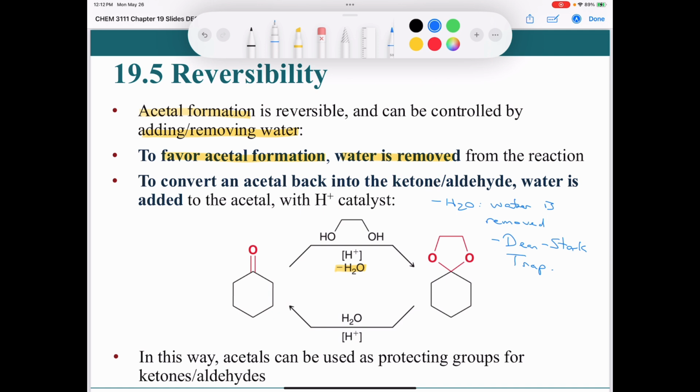However, let's say you had your acetal intact and you wanted to remove it. Well, what would you do? Since all the steps are reversible, you would just use a vast excess of water and only a little bit of acid, and that would remove the acetal. And so that way, check it out, acetals can actually be used as protecting groups for a ketone or an aldehyde.